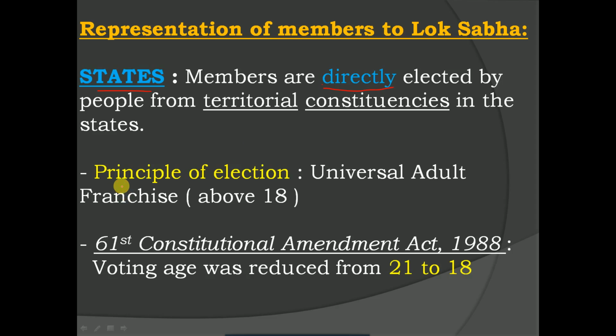The main principle of election here is universal adult franchise. Here, one representative is elected from each constituency through this principle of election, that is universal adult franchise, which means every Indian citizen who is above 18 years of age is eligible to vote, provided that person is not disqualified under provisions of the constitution or any law. Initially, the voting age was 21, but later on, the voting age was reduced from 21 to 18 by an act known as the 61st Constitutional Amendment Act 1988.